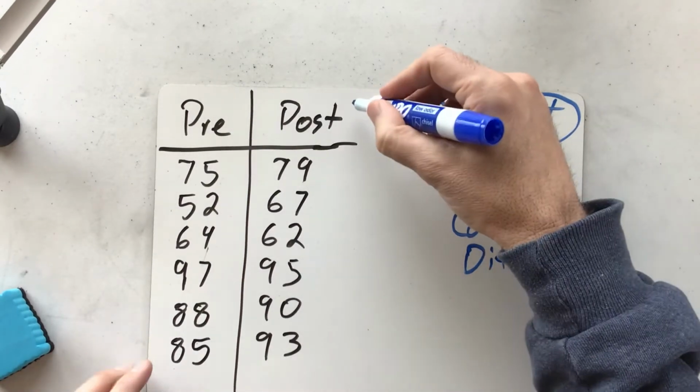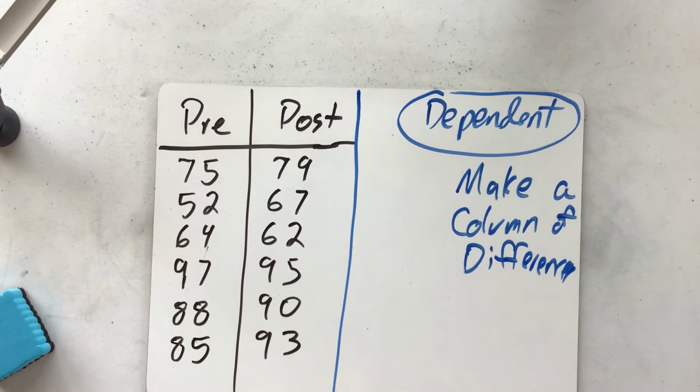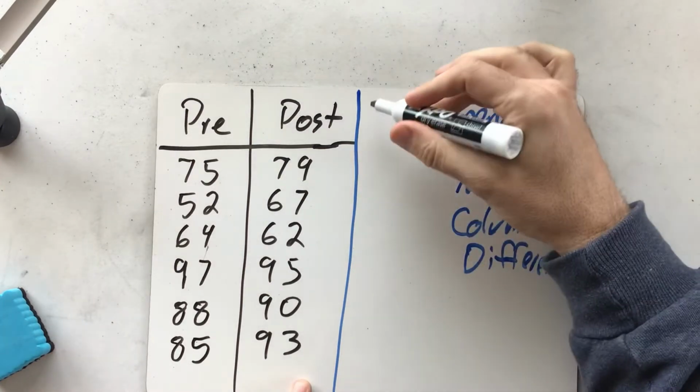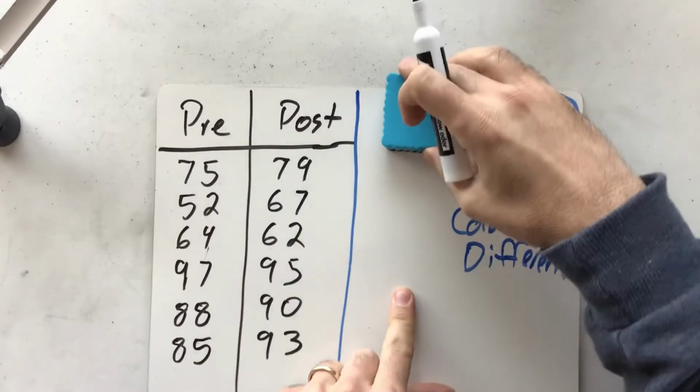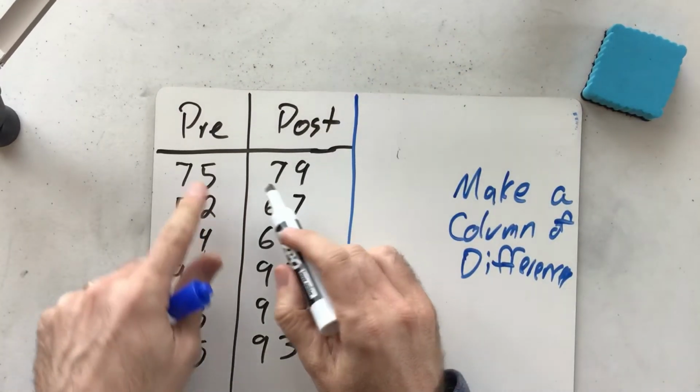So what I'm going to do is add another line here, and all I'm going to do is write the differences in this column. Let me erase this just so I have space. I'm just going to take one of these minus the other one.